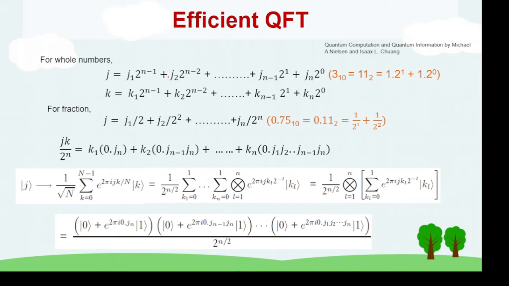So this is the definition taken from the previous slide. Now we need to understand how we implement it. The terms like 2 pi i are all constants, but this is something we need to evaluate. So let us see how to evaluate it. For that, we need to understand how j and k are really represented.